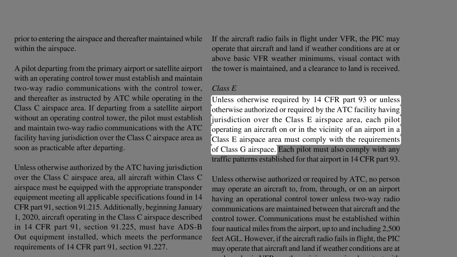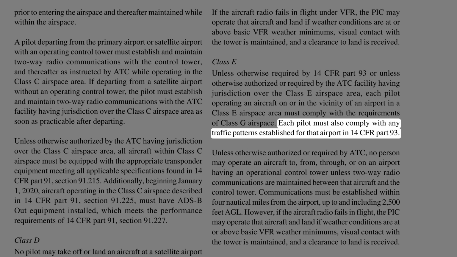Class E. Unless otherwise required by 14 CFR Part 93 or unless otherwise authorized or required by the ATC facility having jurisdiction over the Class E airspace area, each pilot operating an aircraft on or in the vicinity of an airport in a Class E airspace area must comply with the requirements of Class G airspace. Each pilot must also comply with any traffic patterns established for that airport in 14 CFR Part 93.